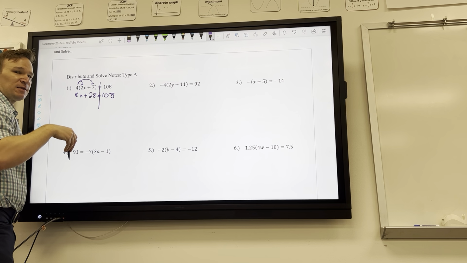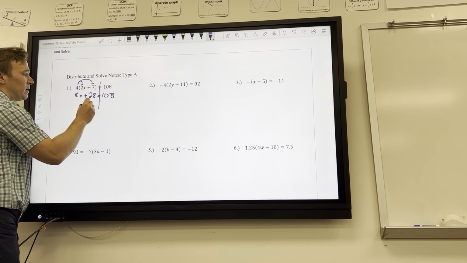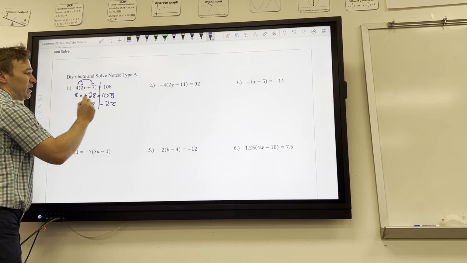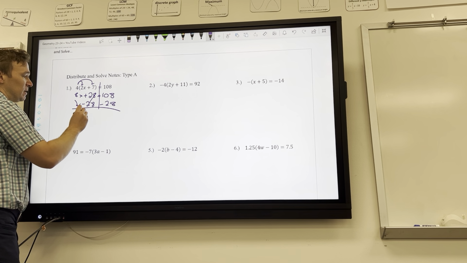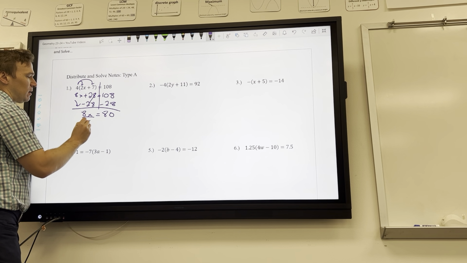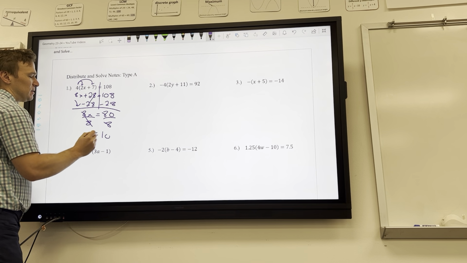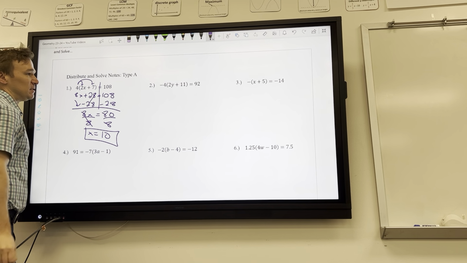And now it's just like the last lesson that I did, where it's a simple two-step equation where we add or subtract something. In this case, we subtract 28. That cancels, the 8x drops. 108 minus 28 is 80. And then you divide both sides by 8. 80 divided by 8 is 10. So x is equal to 10.